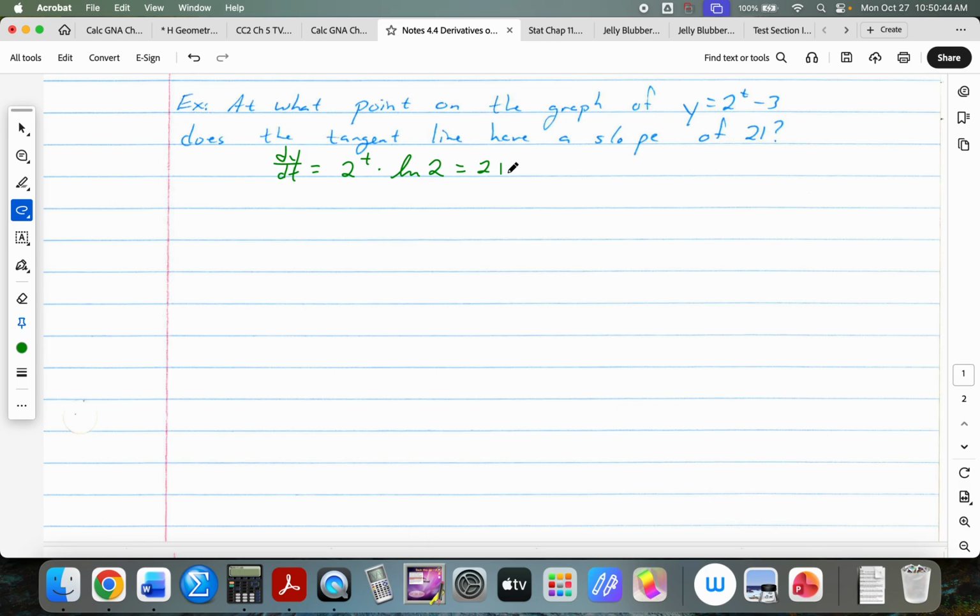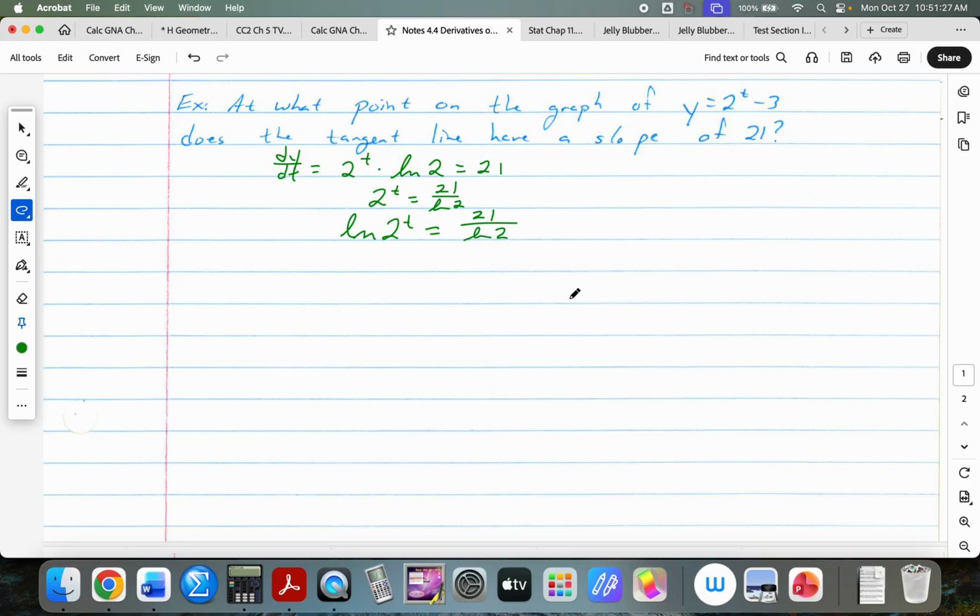Now, while you could put that into your calculator and graph it, you can also get an exact answer, and I feel like it's worth doing. If I divide both sides by the natural log of 2, I have 2 to the t is equal to 21 over the natural log of 2. Then what I do on these to solve it is I always use natural log. You can use other logarithms. Natural log of 2 to the t is equal to 21 over the natural log of 2.